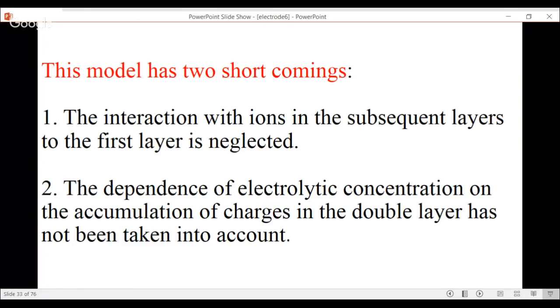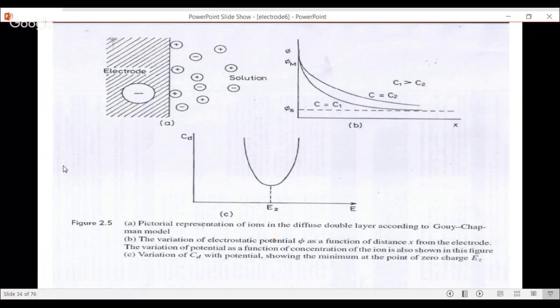This model has two very serious drawbacks. The interaction with ions in the layers subsequent to the first layer is neglected. It is as though the ions are only in the first layer. That is what is assumed here. The dependence of the electrolyte concentration on the accumulation of charges in the double layer has not been taken into account. We did not take into account the concentration changes that will take place because of this accumulation. So now this is called the Gouy-Chapman model.